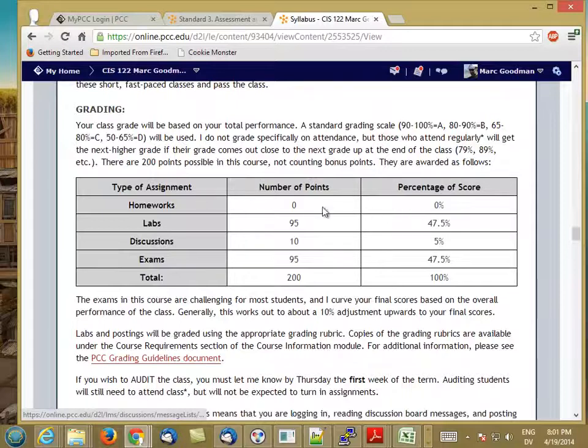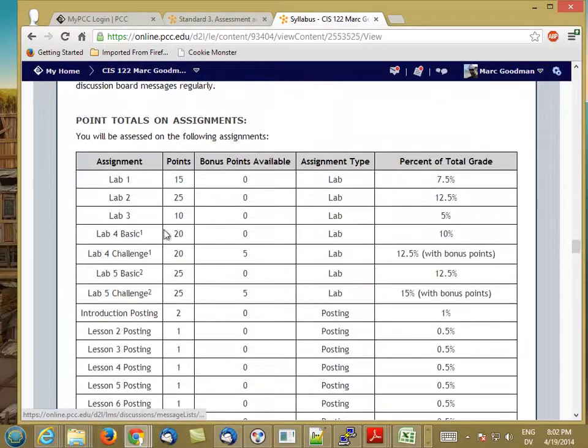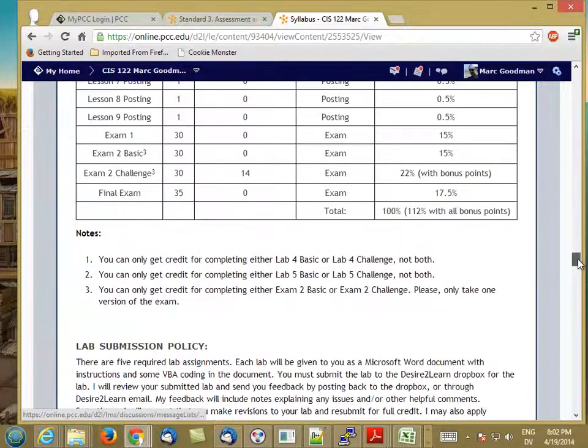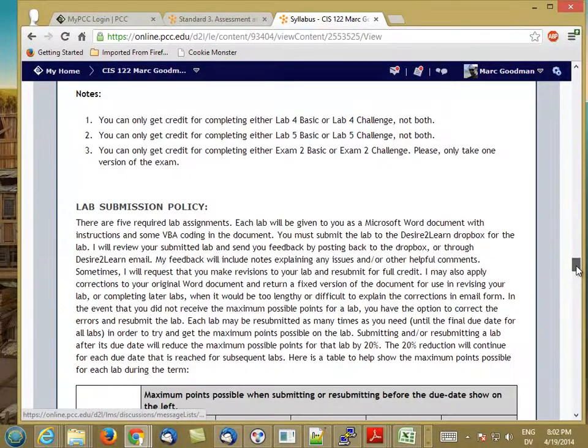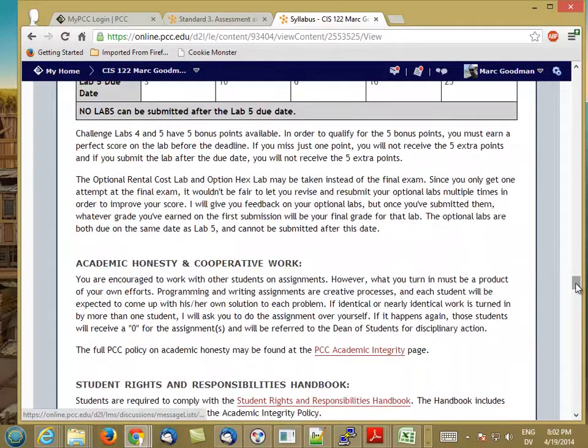So what percentage of their score is going to be based on labs, discussions, and exams out of a total. I list the assignments that I have in my course along with total number of points, if there are bonus points available, assignment type, total percentage of the grade, and so on. Clear details on my lab submission policy and my late policy for labs. Basically, I try to provide as much detail and transparency as I can for the student so that when they get their grade on the assignment and when they get their grade at the end of the term, they understand why I've made that assessment.